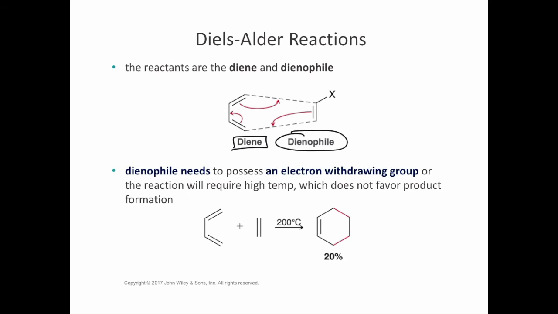So this is something that loves to react with a diene. Now typically a dienophile really needs an electron withdrawing group. So X needs to be electron withdrawing, or the reaction will require high temperatures, which as just explained doesn't favor product formation because you start favoring the reverse reaction too much due to that entropy factor.